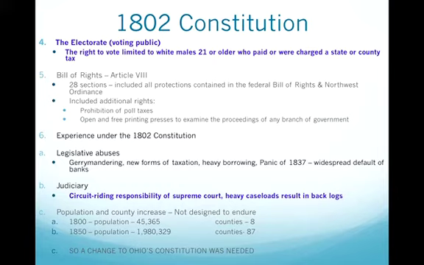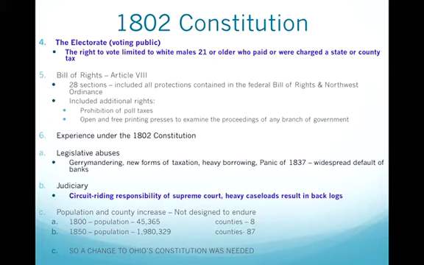We did have a Bill of Rights, Article 8. 28 sections included all protections guaranteed or contained in the Federal Bill of Rights and the Northwest Ordinance, and it also had a prohibition of poll taxes and open and free printing presses to examine the proceedings of any branch of government. It's kind of interesting.